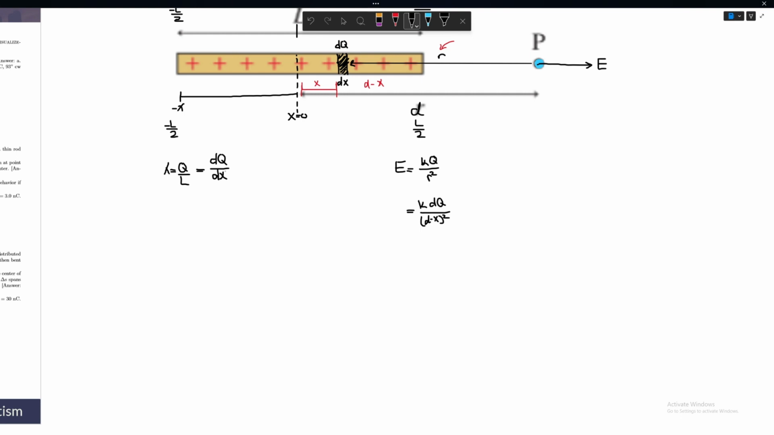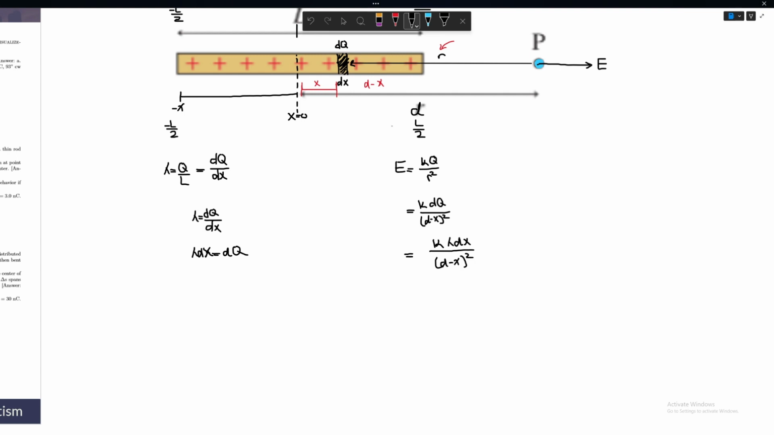Obviously, lambda equals dq over dx works. But here, this x is an unknown. And so what I can do is change dq in terms of x, so I can integrate. So lambda equals dq over dx, and lambda dx equals dq. And so bringing that in here, what I'll get is k lambda dx all over d minus x squared.